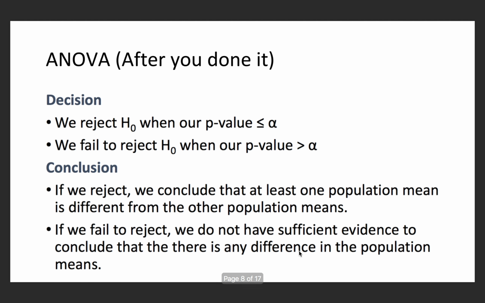So, decision and conclusion. When you are doing interpretation, there are always two parts: decision and conclusion. Decision is whether you reject or do not reject. Conclusion is what conclusion you're going to get.